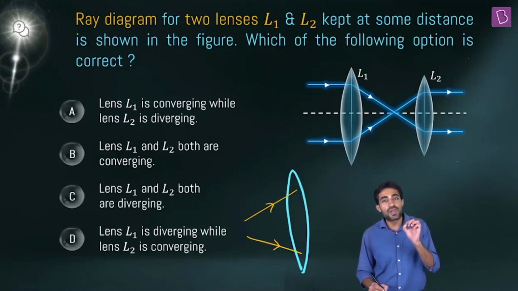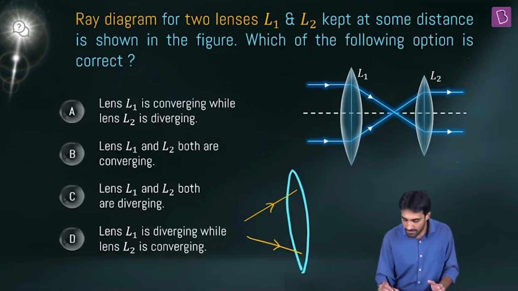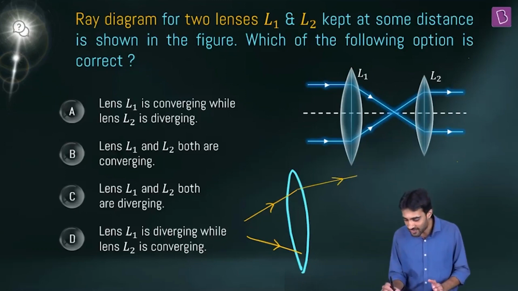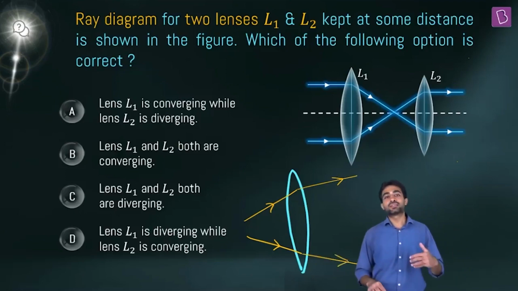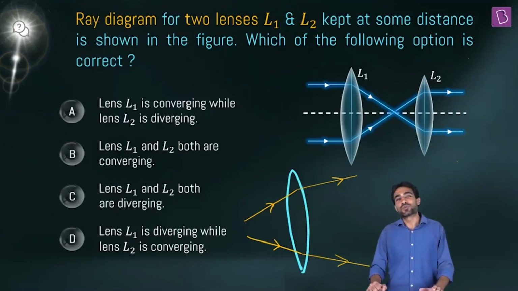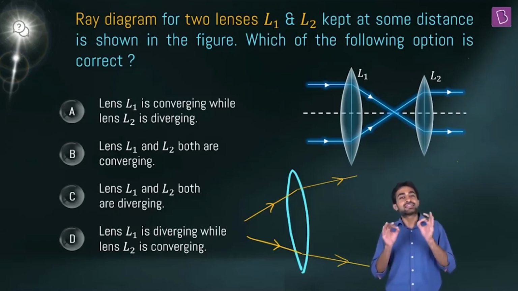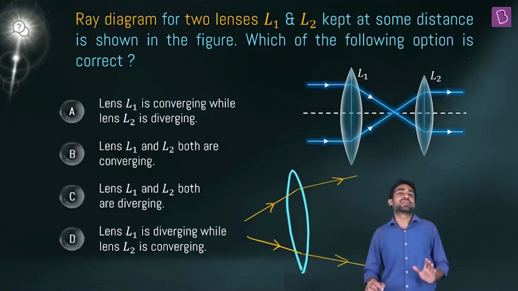Now after refraction, they will be bent. Let's say after refraction, they are bent like this. Still these light rays are diverging, but we can see they are no longer as diverging as they were earlier, before they encountered the lens. They are now less diverging. So what is the nature of the lens? The nature of the lens is converging. This lens is acting as a converging lens.